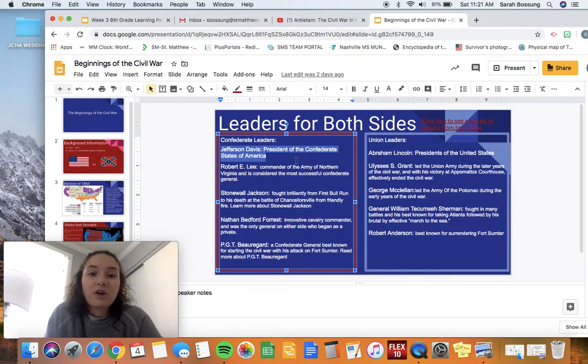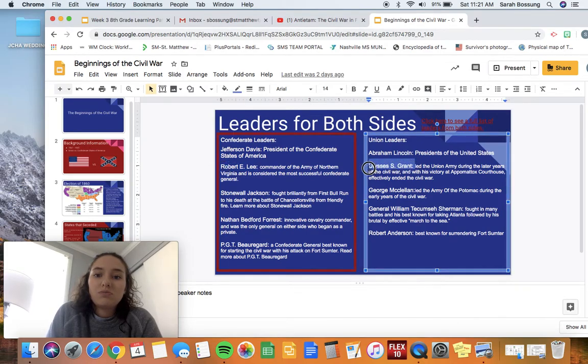And then you have Robert E. Lee, which is like the main general for the Confederate Army, and Ulysses S. Grant, which is the Union main Army general. And he will actually become president, which we'll talk about that later.